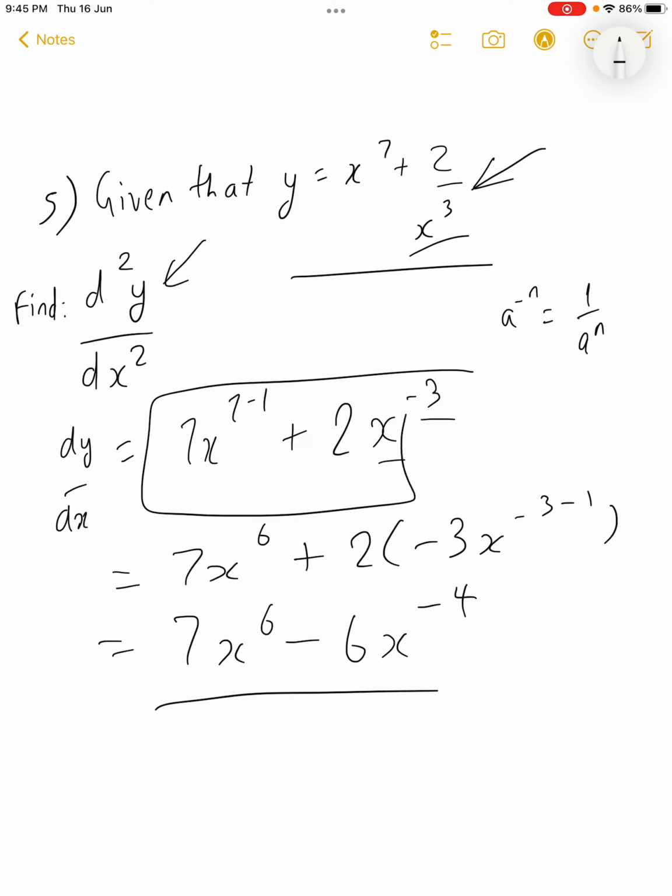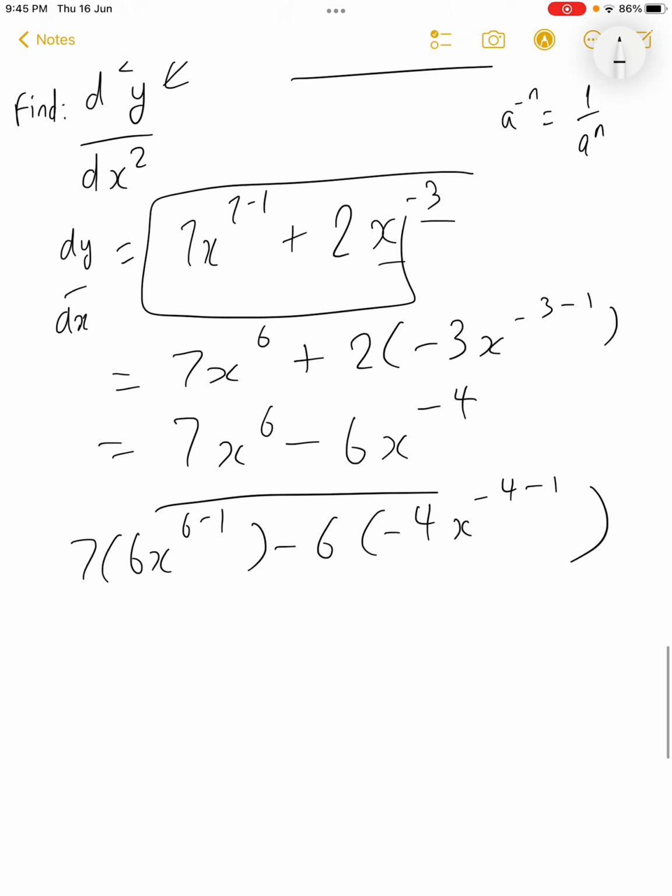Alright, and understand that. Okay, 7 times 6x to the power of 6 minus 1, minus 6 times minus 4x to the power of minus 4 minus 1. So I've multiplied by the power, same steps, guys. There's no change in it. So you have 7 times 6, that should give you 42x raised to the power of 5. Minus 6 times minus 4, I'm just multiplying these parts together, gives you a value of plus 24x to the power of minus 4 minus 1, which is minus 5.